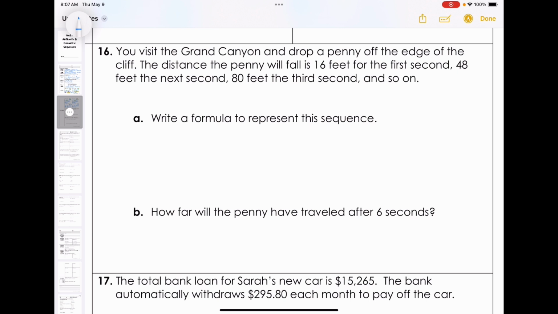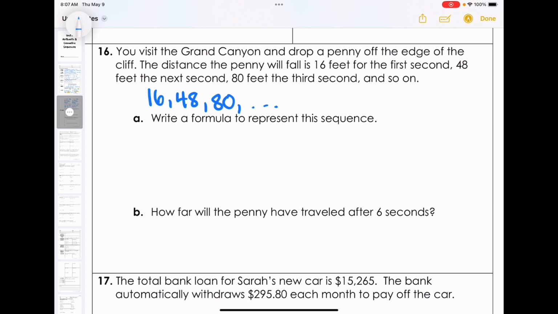Number 16, you visit the Grand Canyon and drop a penny off the edge of a cliff. The distance the penny will fall is 16 feet the first second, 48 feet the next second, and 80 feet the third second. So that's our sequence right there, 16, 48, 80. So we want to write the formula to represent this sequence.